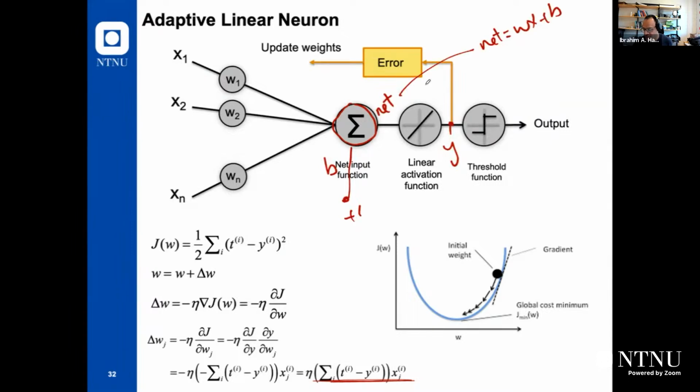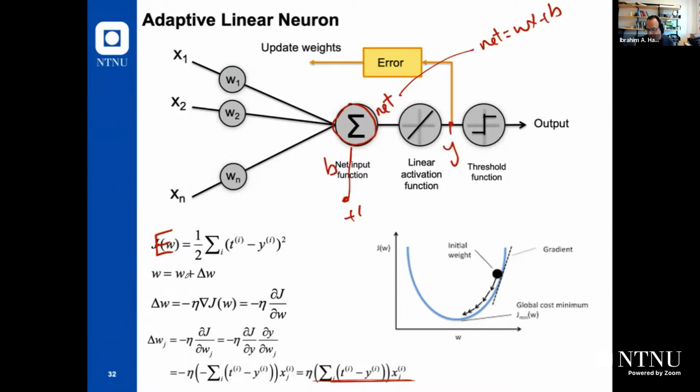This is my linear activation function, and that is it. So if you need to derive the equation, first you need to calculate the cost function. I will call it E to be easy. So the cost function will be half multiplied by (t minus y) squared. It's squared because we need to have it convex.